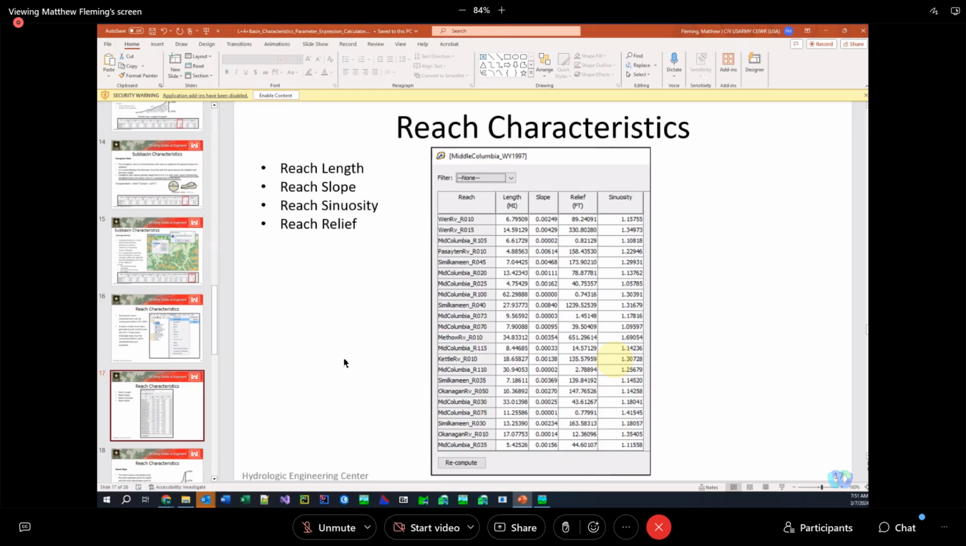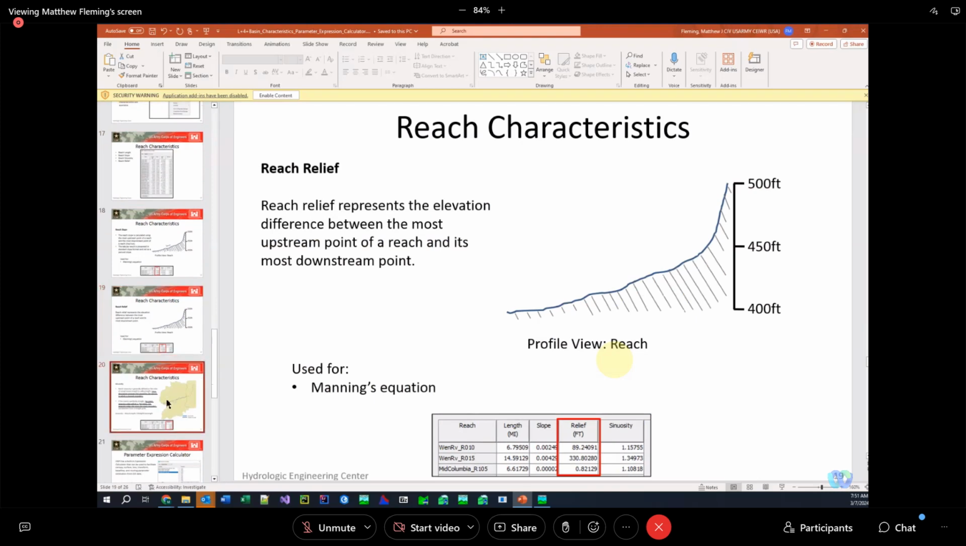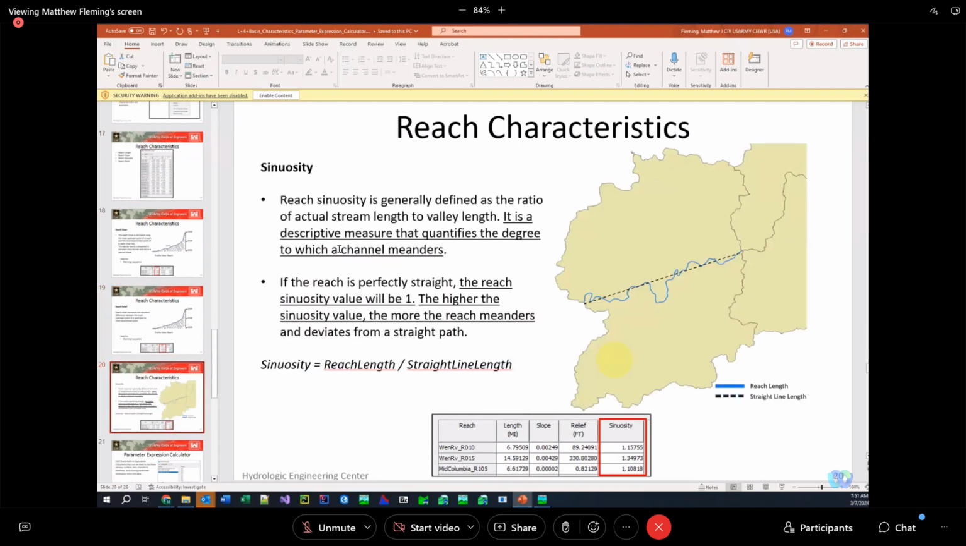And then sinuosity, let's take a look at sinuosity here. Reach sinuosity is generally defined as the ratio of the actual stream length to the valley length. Okay, let's see what that really means. So the reach length right here divided by the straight line length. And this is a really good graphic right here. We have the straight line length from this point to that point, so we can compute that in the GIS. And then we also have the actual length of the stream segment too. So with that information, we can compute the sinuosity.